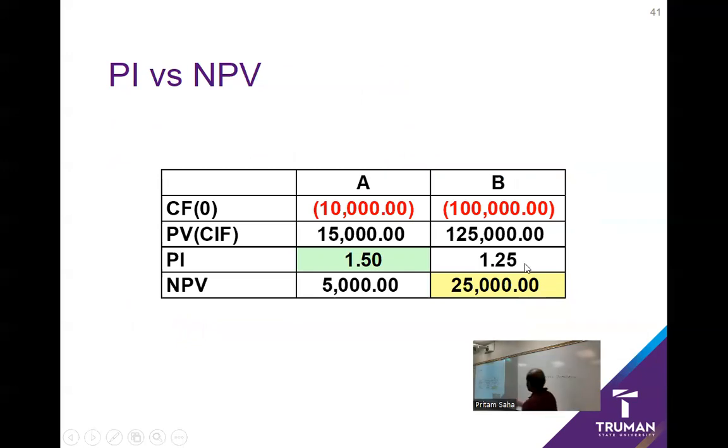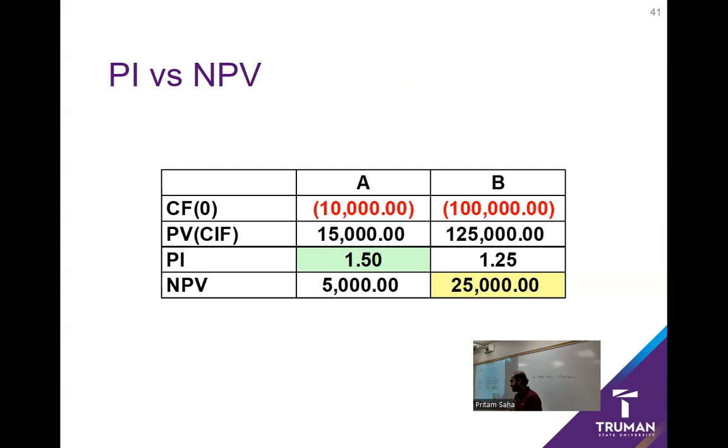If you compare these two projects, let's say they're mutually exclusive, you cannot take both. You can take one or the other. According to PI, which one is better? A, right? Because the PI value is 1.5 for A, and for B it is 1.25. But according to NPV, which one is better? Definitely B, right? So that's the major problem of PI. If it's mutually exclusive projects, PI may lead to incorrect decisions.